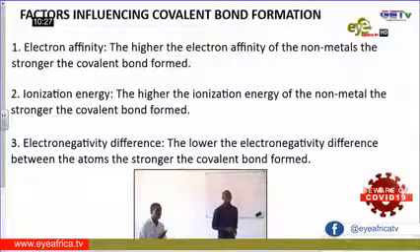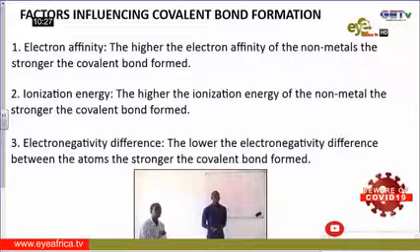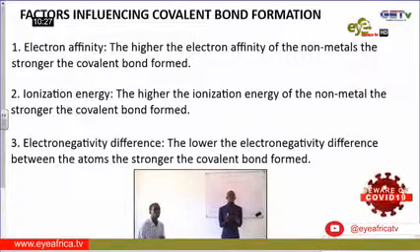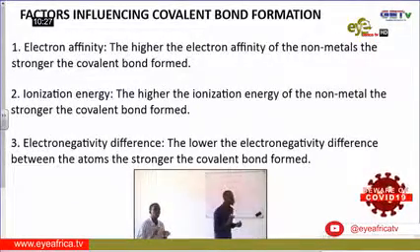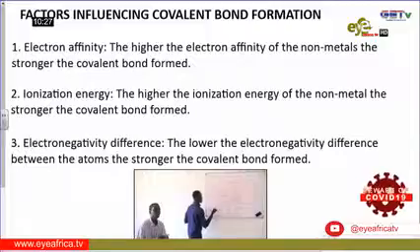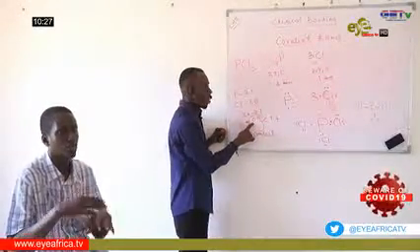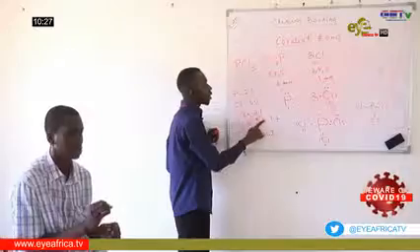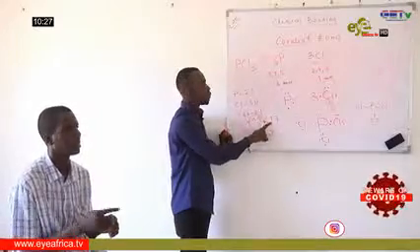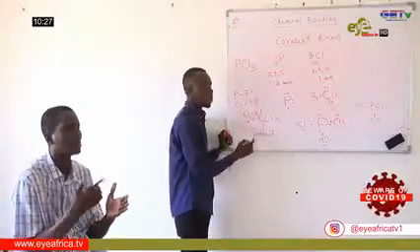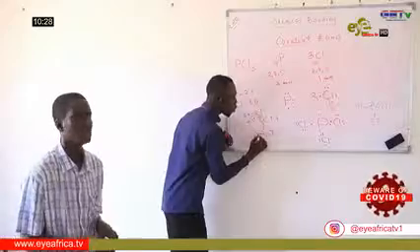And the third one is electronegativity difference. That is, the lower the electronegativity difference between the atoms, the stronger the covalent bond formed. In this case, we calculate and we have something like 0.9. And this 0.9 cannot be compared to 1.7 because it is far smaller than what? 1.7. It means this compound is more covalent than what?